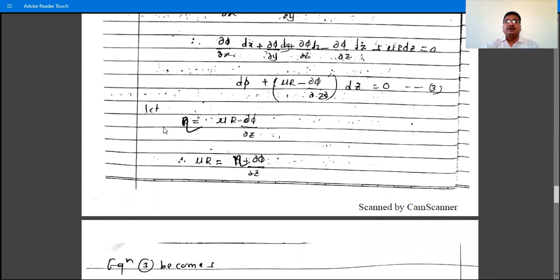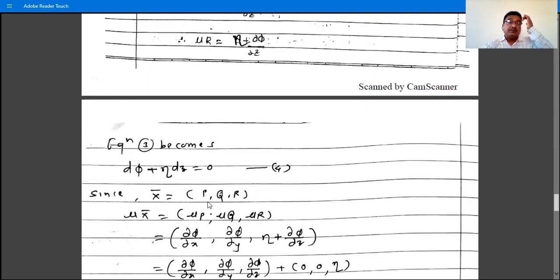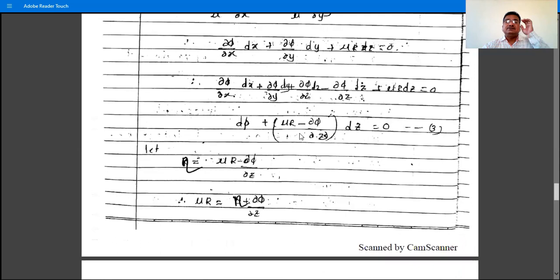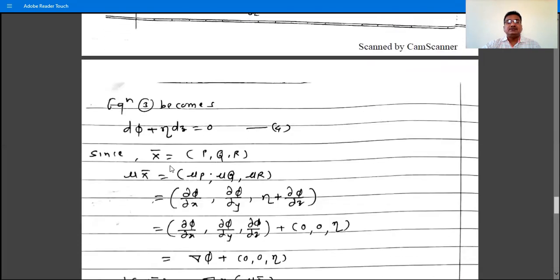Equation number 3. Let nu be another notation, nu is mu r minus delta phi by delta z, suppose denoted by nu. Obviously this nu is a function of x, y, z. Then we have mu r is equal to nu plus delta phi by delta z, and therefore equation 3 becomes d phi plus nu dz is equal to 0. This is equation number 4, that d phi plus nu dz is equal to 0.